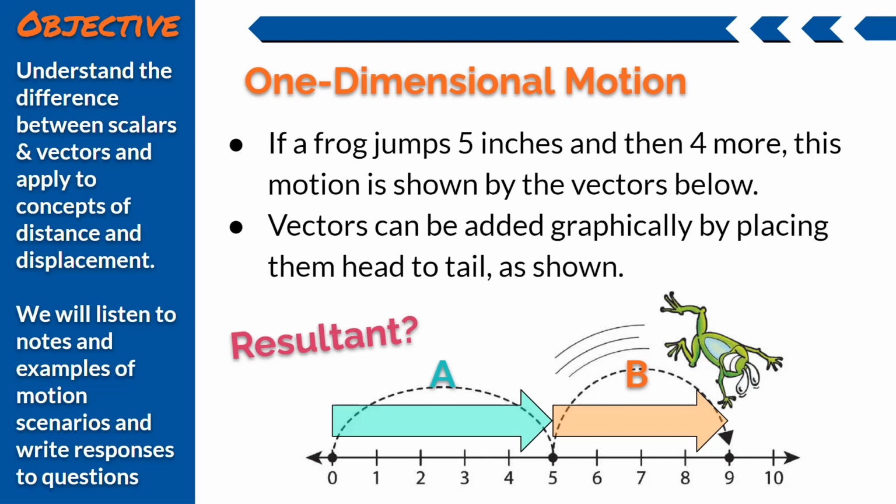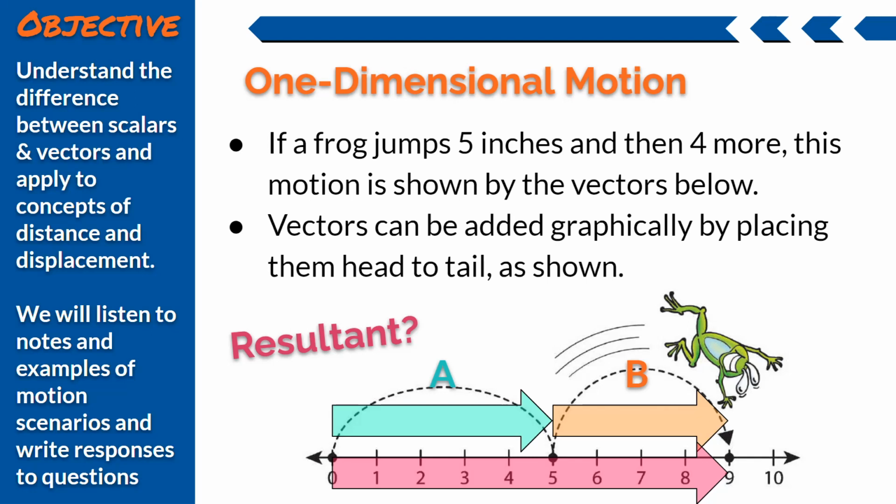All right, if a frog jumps 5 inches and then 4 more, this motion is shown by the vectors below. Vectors can be added graphically by placing them head to tail as shown. And so if you wanted to add them, you would come up with something called a resultant. The resultant represents displacement in this example. You can also add other types of vectors, in which case it'd be different than this. But in this example, your resultant is displacement, and you just draw it from where you started to where you ended, because that's what displacement is: how far you are from where you started.